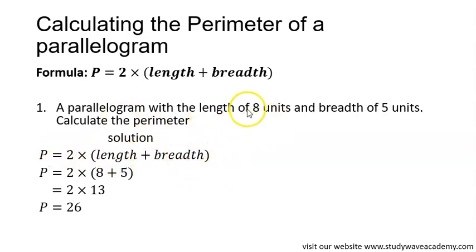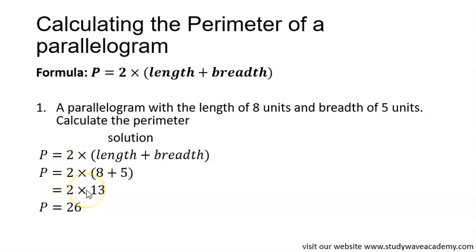So we are going to be inputting our numbers into the formula, okay? Which is 2 times bracket, the length here is 8, you write 8, and the breadth is 5, you write 5. Next, you deal with the bracket, which is 8 plus 5. When you add 8 plus 5, it's going to give you 13. So we have here 2 times 13.